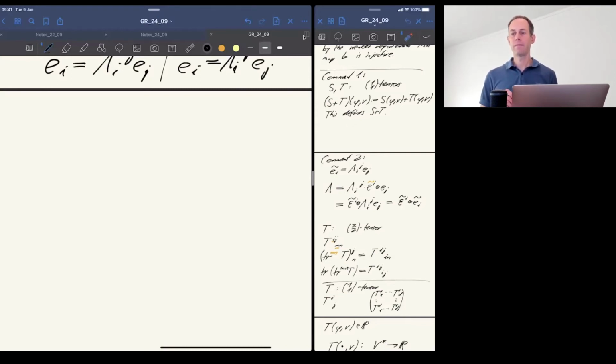Somebody wrote: but then you have to change the definition for tensor, right? Because we only consider T: V cross V star to R, regarding an M by N matrix. But I don't know what he's referring to actually.